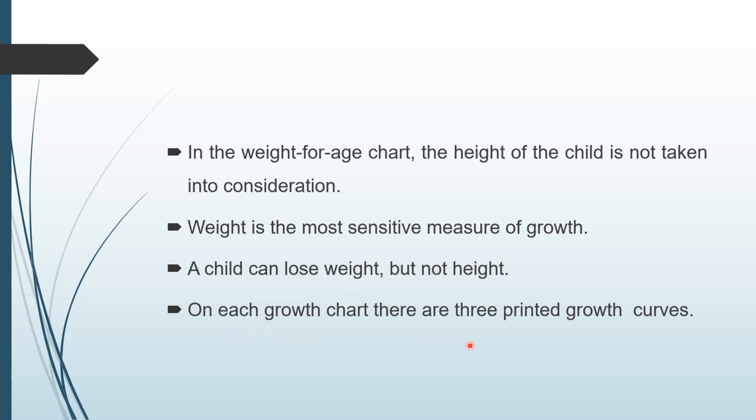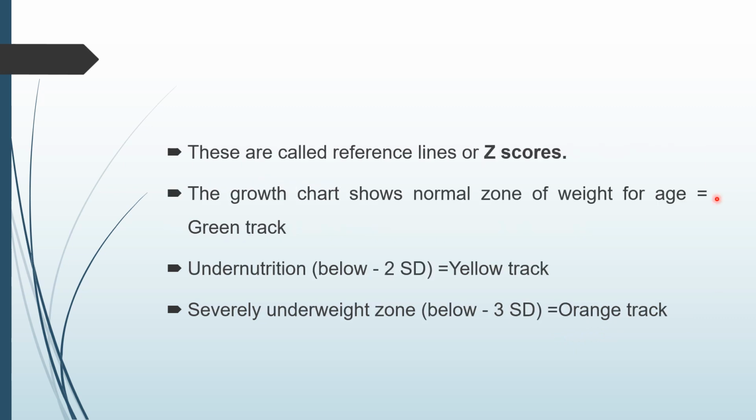On each growth chart there are three printed growth curves, and these curves are known as reference lines or Z scores. The growth chart shows the normal zone of weight for age in the green track, and if a child's weight lies in the yellow track, that means the child is suffering from undernutrition, below 2 standard deviation. And in the severely underweight zone, that's below 3 standard deviation, that is in the orange track.